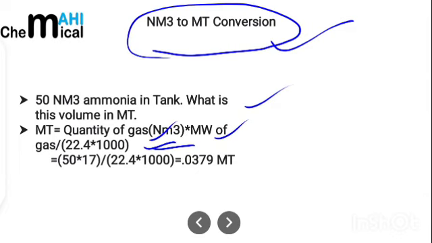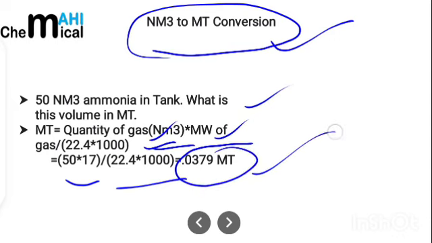So here 50 is given to us. Quantity of gas is Nm³, 50 into 17, which is basically the molecular weight of ammonia, divided by 22.4 into 1000. From here the value we are getting is 0.0379 metric ton. It means 50 Nm³ of gas that is present in a tank is basically 0.0379 metric tons.